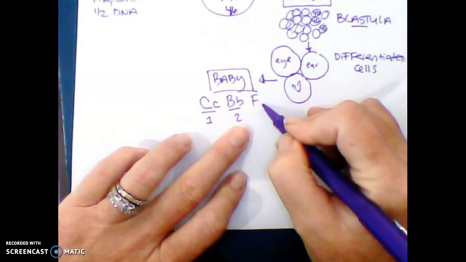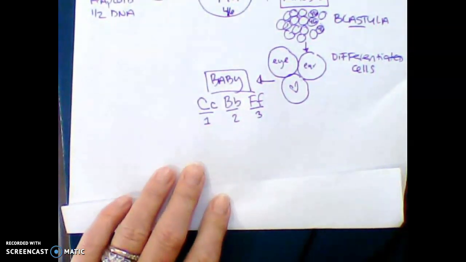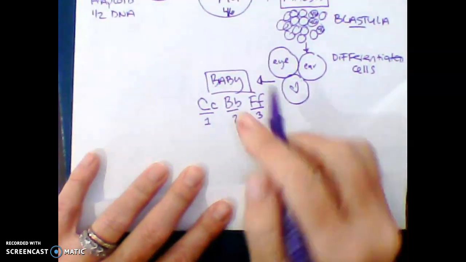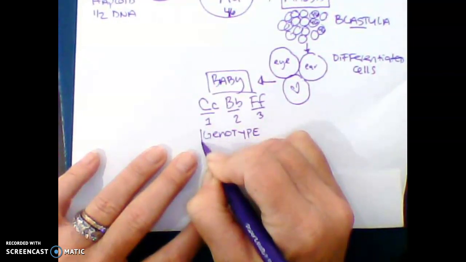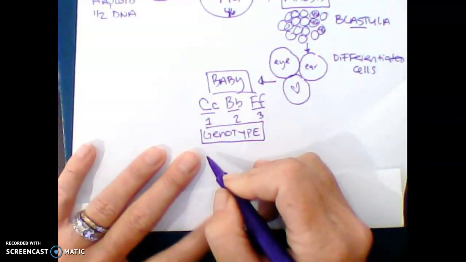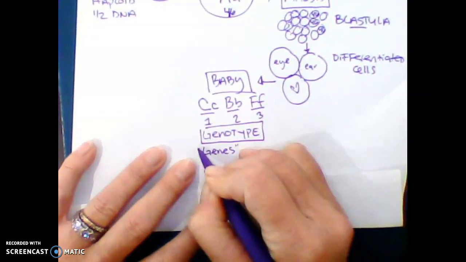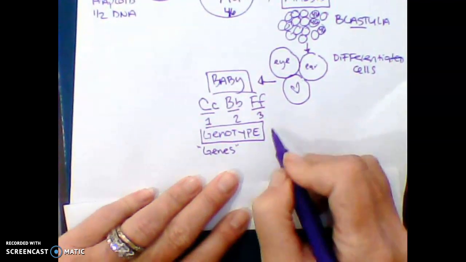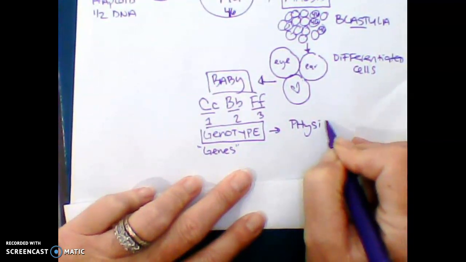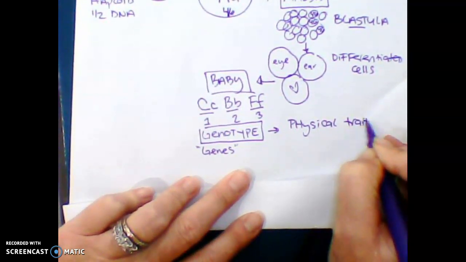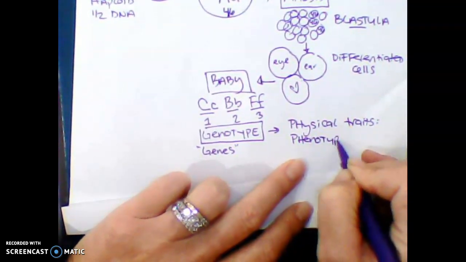And let's say big F, little f represents a third trait, which, I don't know, represents freckles, okay? So the baby now has all of these genetics, which is known as the genotype. So this is the baby's genetics or DNA sequence of genes. So these are the genes, okay? Now, this genotype in turn is going to give rise to what the baby physically looks like. So physical traits, which we call in genetics the phenotype.